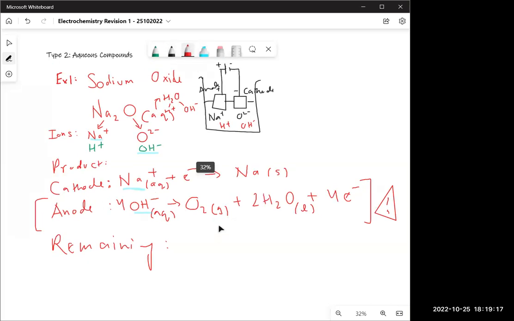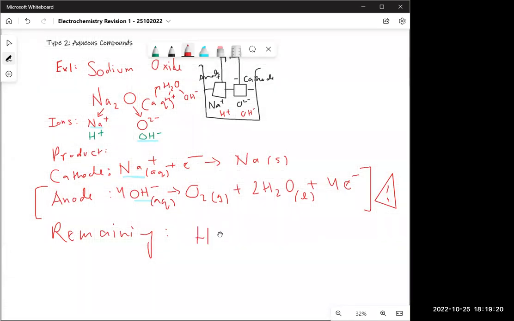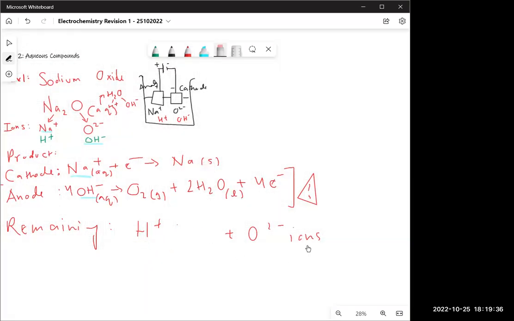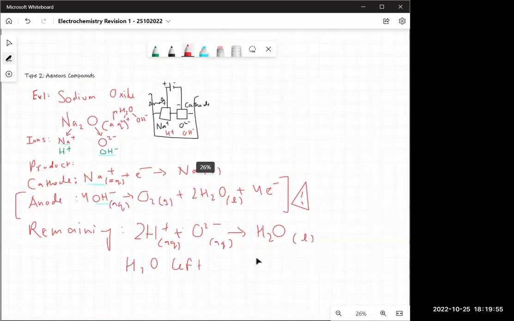Therefore, what we realize is we'll have H plus ions plus O2 minus ions, which will give H2O. So let's write it like this. Just a second. 2H plus plus O2 minus plus H2O. So what is H2O left? Write this as well.